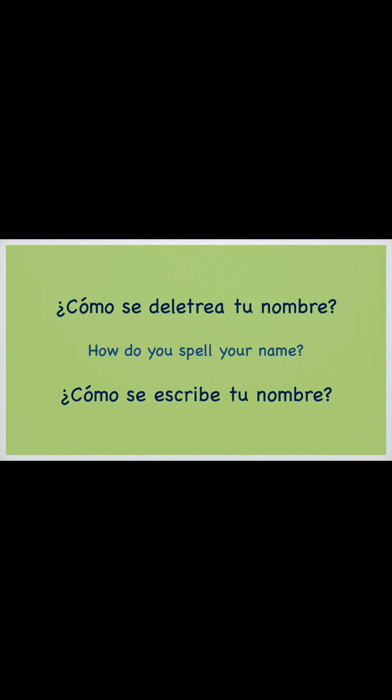How do you spell your name can also be asked by ¿Cómo se escribe tu nombre? In fact, this is more common. Escribe means to write. Let's take a look at the alphabet. Be sure to say each letter out loud. El abecedario or el alfabeto. Either one.